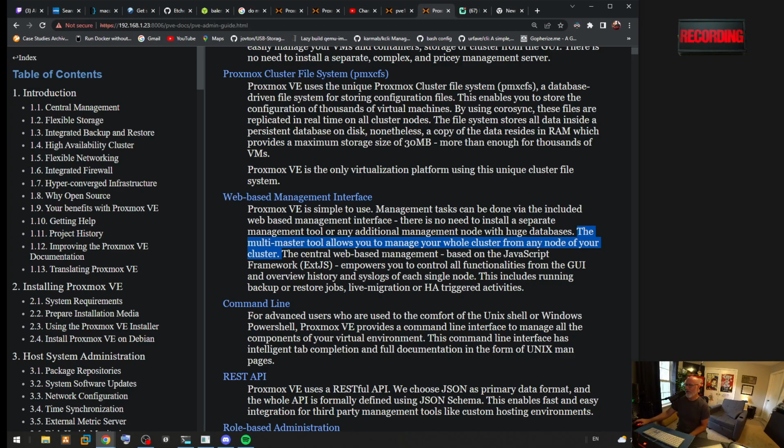The central web-based management based on the JavaScript framework, ExtJS, empowers you to control all functionalities from the GUI and overview history and syslogs from each single node. This includes running backup and restore jobs, live migrations, or HA trigger activities. So this is really cool because it's streaming the console through the web on the back end. You can actually see real time, like the terminal output from another node, even if it's not the one that you connected to. It's amazing. It's absolutely amazing.